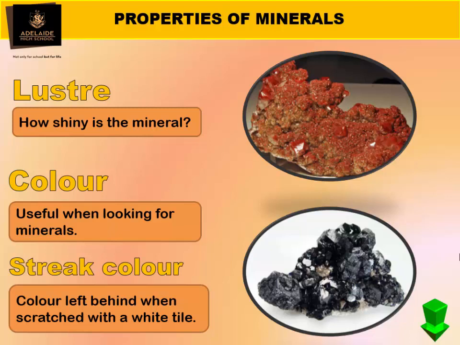Okay. Color. You can use color to distinguish the minerals, but again, you have to make sure that you describe the color properly because there are some minerals where the colors overlap. Streak color. This is the color left behind when you scratch it with a white towel. So eventually, I can tell you this, the hematite here, although they are different in terms of color, both of them will give a red streak color because iron oxide is actually red in nature.